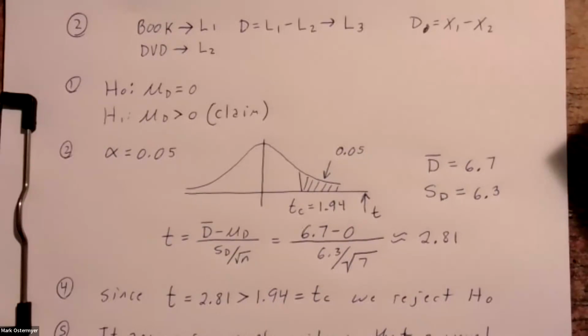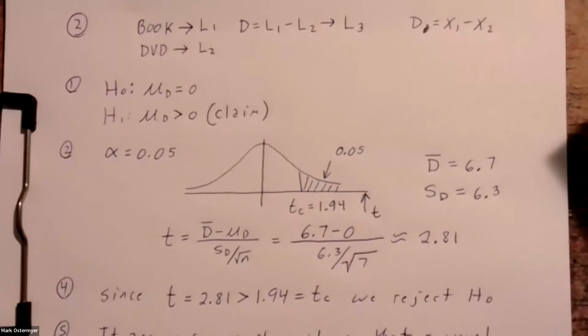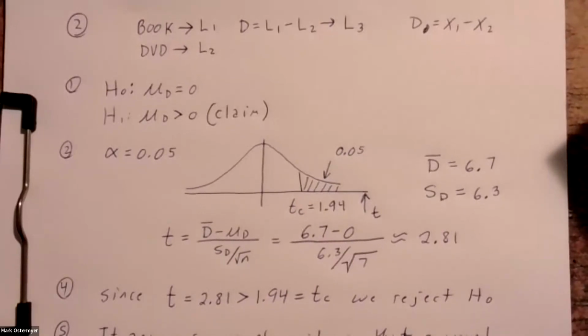And therefore, our claim is that we have a hunch to believe that reading a novel helps you to retain the information better than if you view a novel on DVD. If that's the case, then we would suspect L sub 1 minus L sub 2 to be greater than 0, correct? Which would say L sub 1 would be greater than L sub 2.